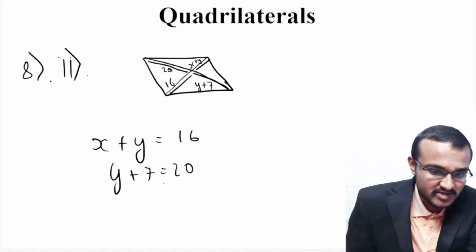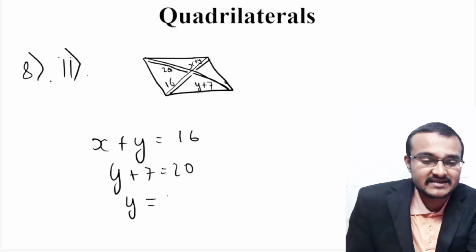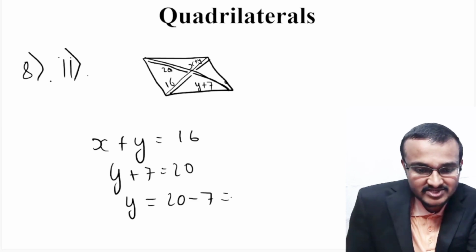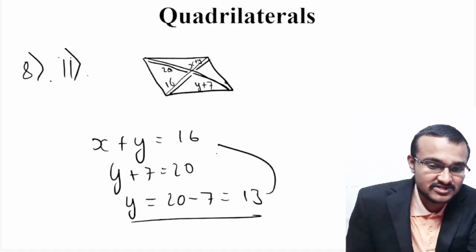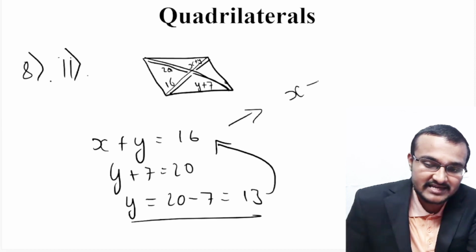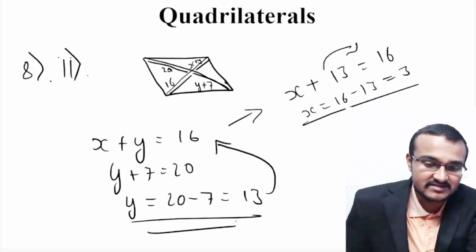Now you can easily solve this equation. If you bring this plus 7 to the right hand side, it will become 20 minus 7, which is equal to 13. So you have got y as 13, which you can substitute in the first equation. So that will be x plus 13 is equal to 16. You can bring this 13 to the right hand side. So x is equal to 16 minus 13, which is equal to 3. So here x is 3 and y is 13.